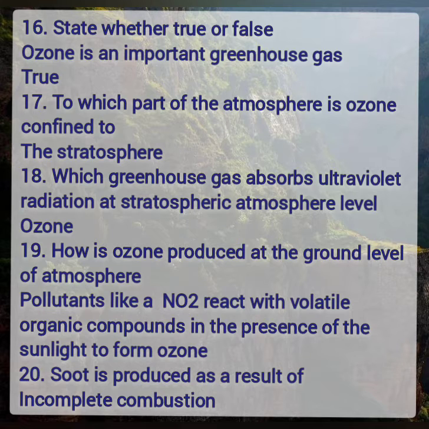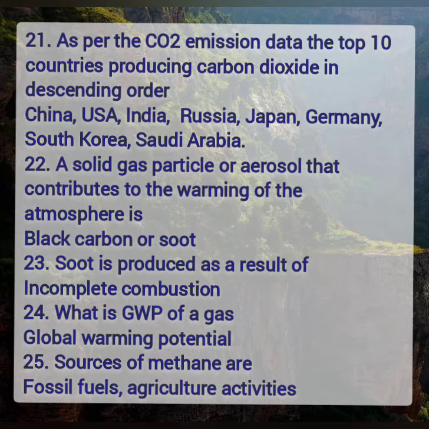Soot is produced as a result of incomplete combustion. As per the CO2 emission data, the top countries producing carbon dioxide in descending order: China, USA, India, Russia, Japan, Germany, South Korea, Saudi Arabia. A solid particle or aerosol that contributes to the warming of the atmosphere is black carbon, or soot. Soot is produced as a result of incomplete combustion.